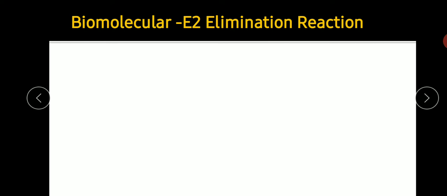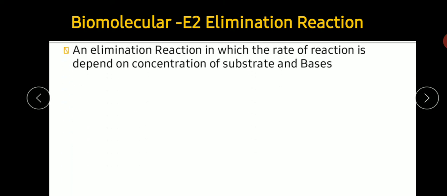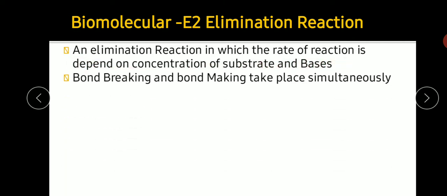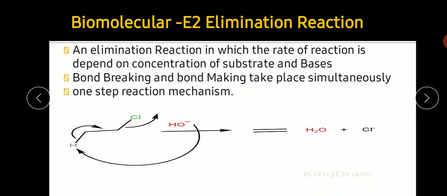Then first see the bimolecular E2 elimination reaction. An elimination reaction in which the rate of reaction depends on concentration of substrate and base. The second point is that bond breaking and bond making take place simultaneously. Third, this type of reaction is a one-step reaction mechanism.